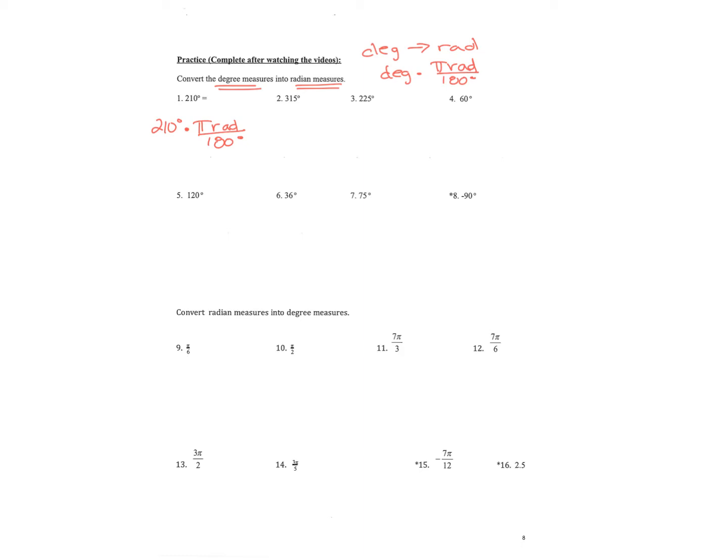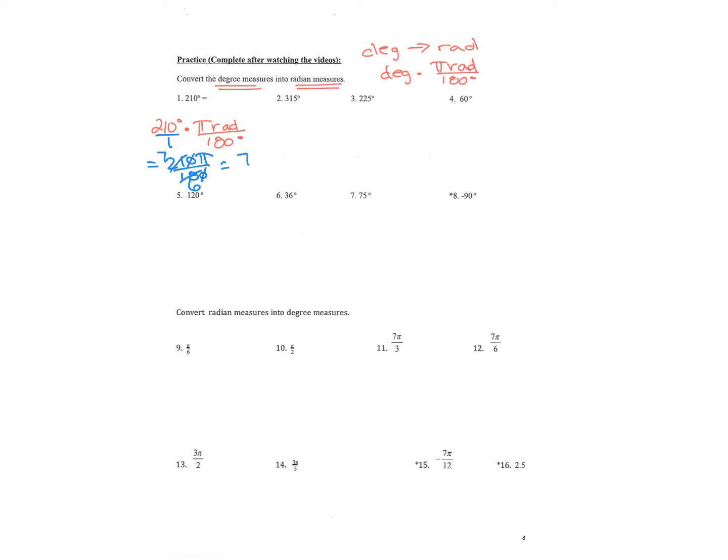In the numerator, 210 is like 210 over 1. If I multiply this, I get 210 pi over 180. When I simplify 210 and 180 both by a factor of 10, then I get 21 over 18. 21 over 18 both have a factor of 3, so I'm going to reduce by 3. 21 divided by 3 is 7, and 18 divided by 3 is 6.